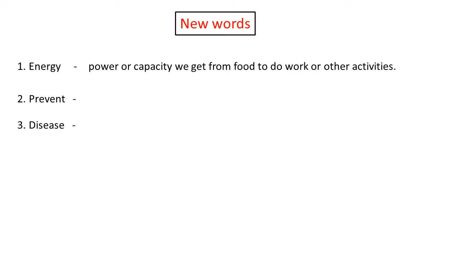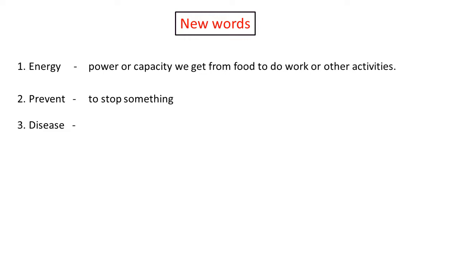Understood? Next, prevent. To prevent means to stop something. For example, nowadays corona is spreading everywhere, so we must try to prevent corona by staying at home and following the rules of government, so that we can stop the spread of COVID-19, that is corona. We can prevent the spread of corona.